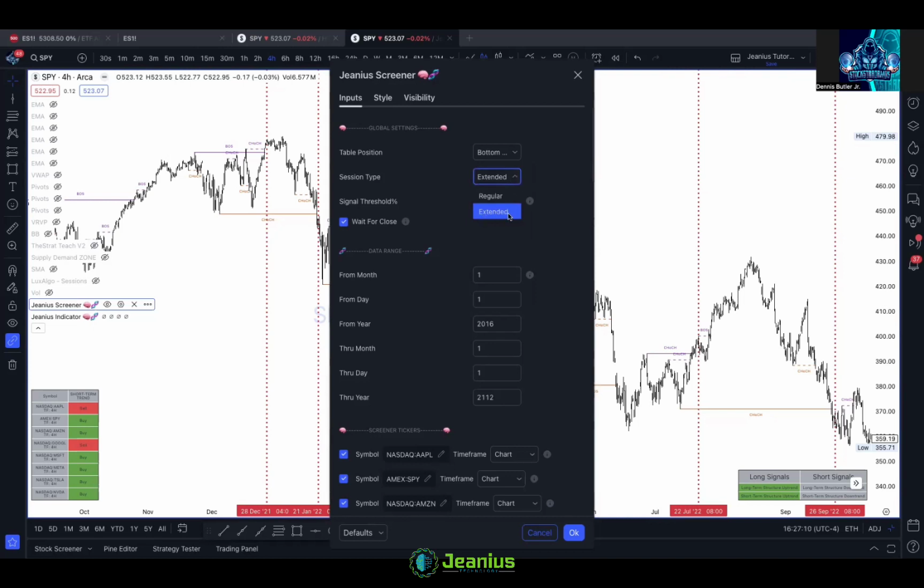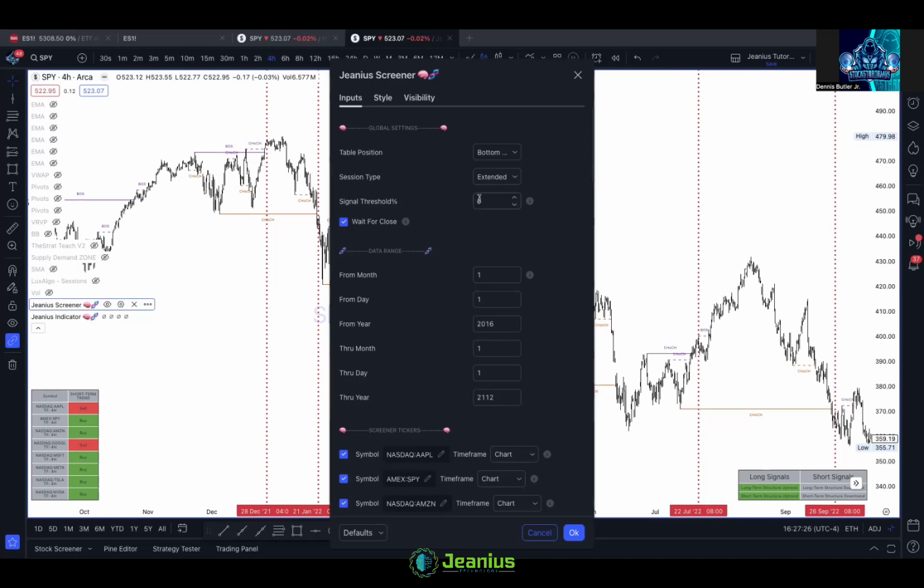I also use extended hours. So right now you can see some post-market, pre-market activity on this specific chart because I have extended hours on. This chart will look completely different if I actually turn it on regular hours, which I won't do.